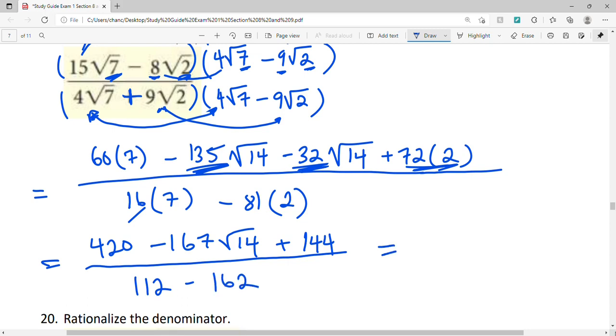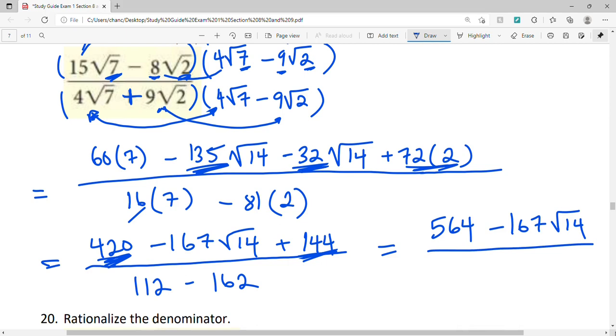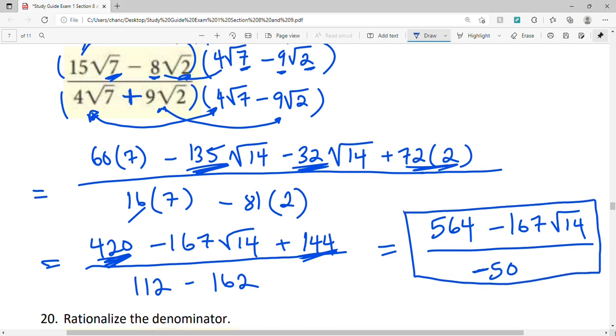We can collect like terms now. 420 plus 144, that's 564 minus 167 root 14. And in the denominator, we can do 112 minus 162, leaving us with a negative 50 in the denominator. Finally, we have reached the simplified solution.